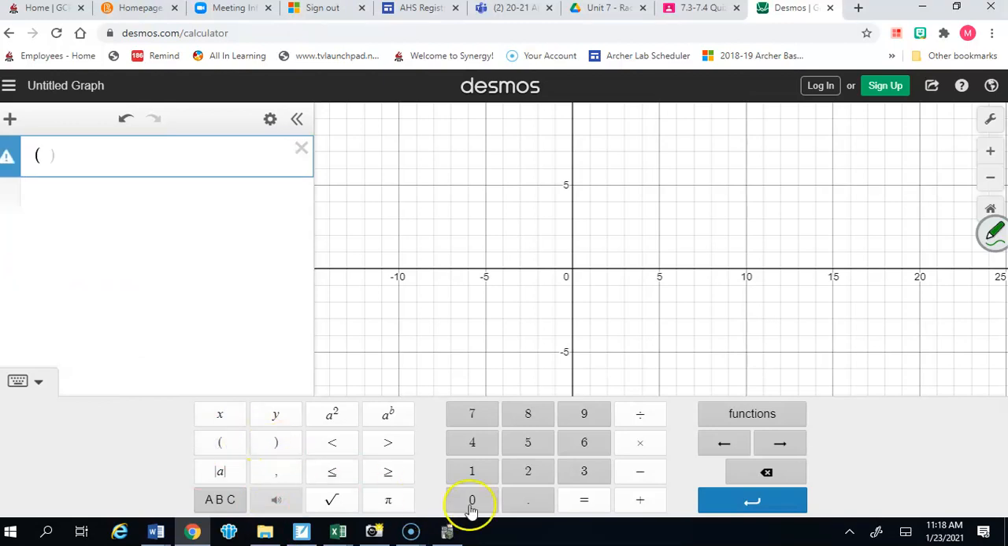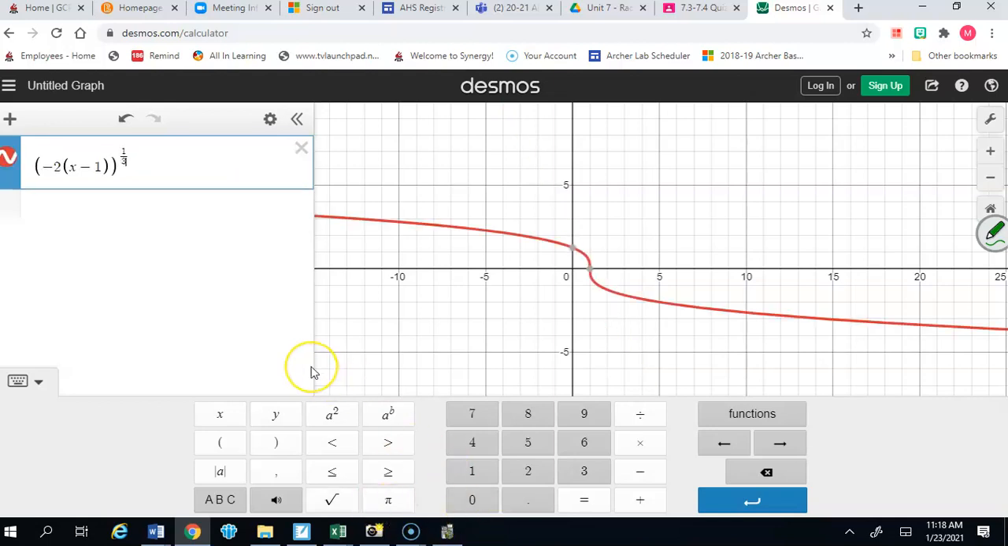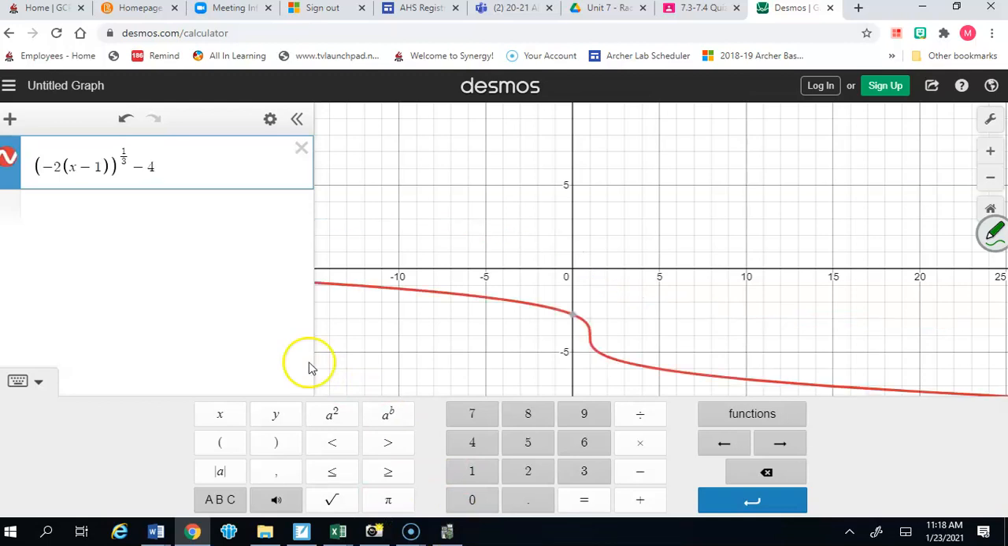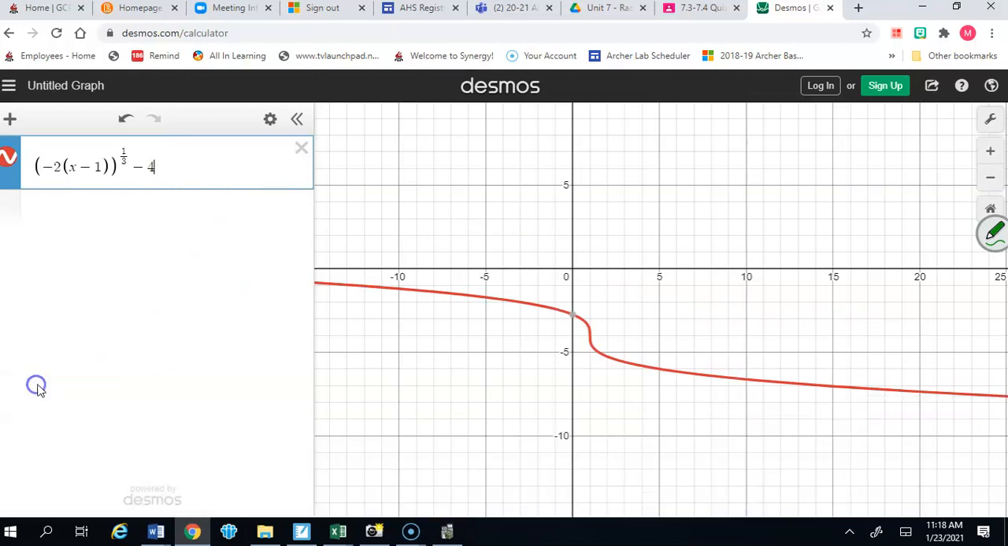So I'm going to say the -2 here. Then I'm going to put another set of parentheses, and I'm going to do the x minus 1. And then I'm going to close my parentheses, and I'm going to click to the right to get outside of there. And I'm going to take this to the 1/3 power. So I'm going to use my caret, that's Shift 6, to put it up there, and I'm going to take this to the 1/3 power. Because remember, a cube root and a 1/3 power are the same thing. And then I'm going to subtract my 4 from it, okay? And you can also put this in your graphing calculator if you have one.